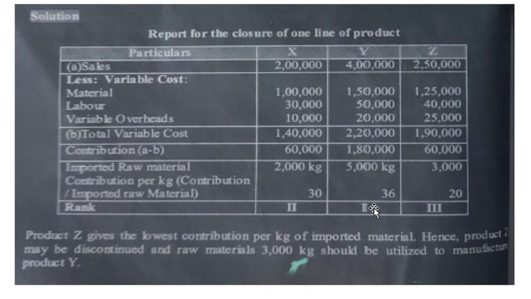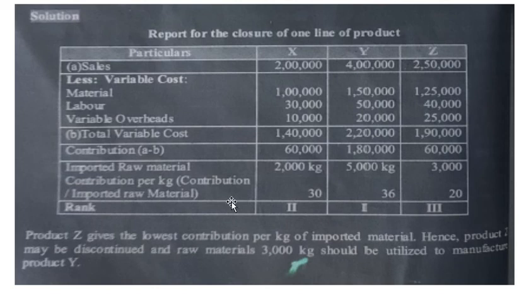Looking into the contribution you're getting, for Y you get more contribution, so you will rank it as 1. Then we come to X, which is giving us the next highest contribution, that is 30. So we will rank it as 2. Then comes the last, which is least compared to the two products, which is Z, which gives us a contribution per kg of 20. So Y will stand in the first place, X in the second place, Z in the third place.